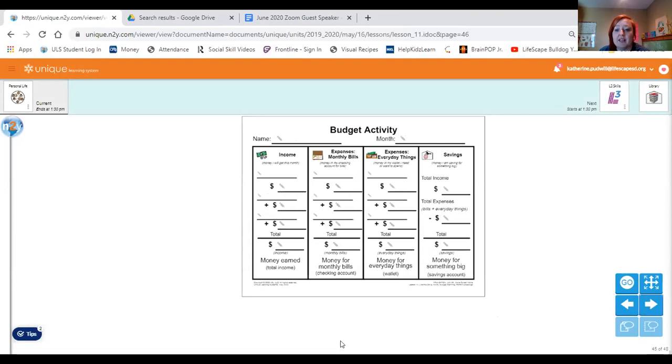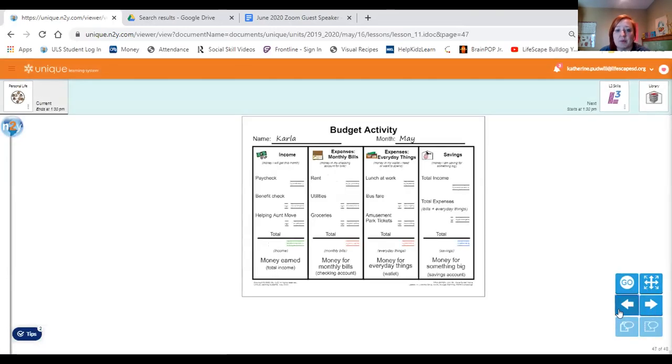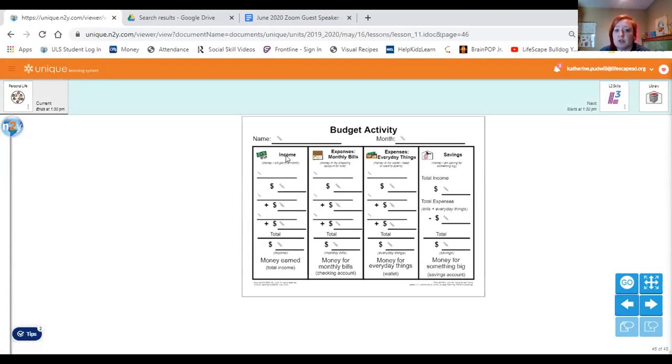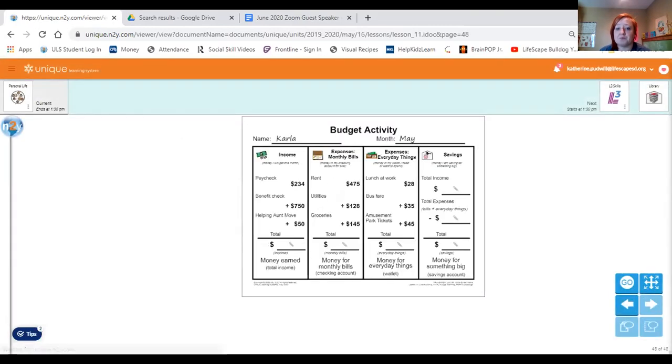So I would like you to go through and just practice adding Carla's account up on your sheet. I did not send you a blank sheet, but what you can do if you would like is make your own sheet and write down your income, your expenses, everyday things you might want to buy, and then maybe come up with a plan for saving your money.